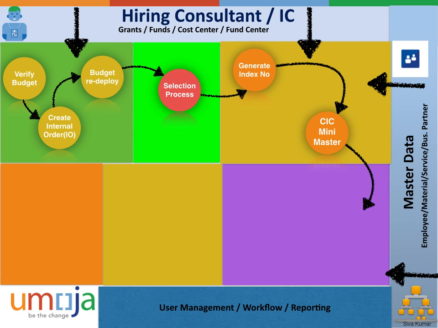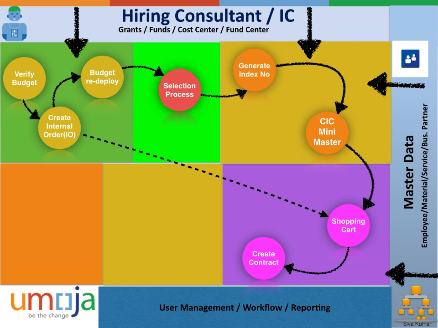The next step in the process is creating a shopping cart. In the shopping cart, you select the consultant for whom you have created a mini master, and then apply the financial part, which is coming through the internal order, and do the requisitioning of a shopping cart and get it approved. The step moves on to the contract, where the consultant is given a contract so that he can start his work. Again, the consultant does an onboarding and does the work, and everybody is happy.